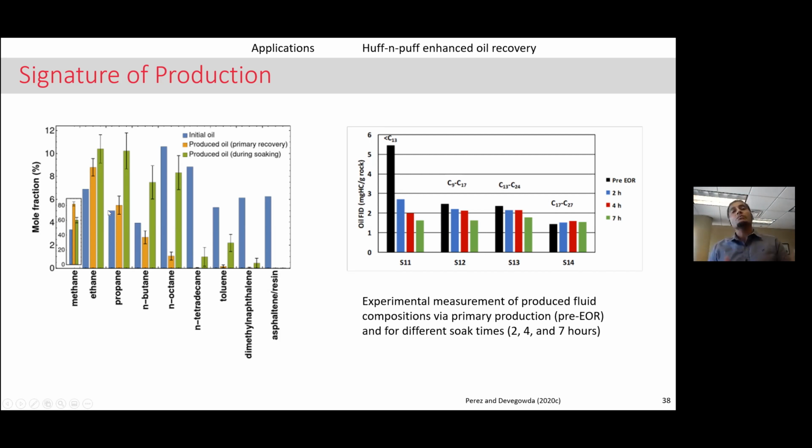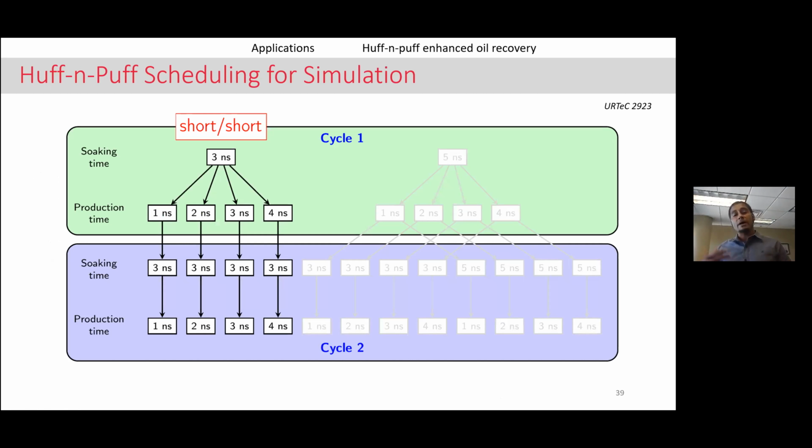So if you want to explain what you're observing with experimental data, you can begin to model some of that with molecular dynamics. And so it was a very nice marriage between experiment and modeling. The other thing you can do with molecular dynamics is begin to ask questions about how much time you should inject for, and how much time you should expose the formation to the solvent. What period of soaking should you be using?